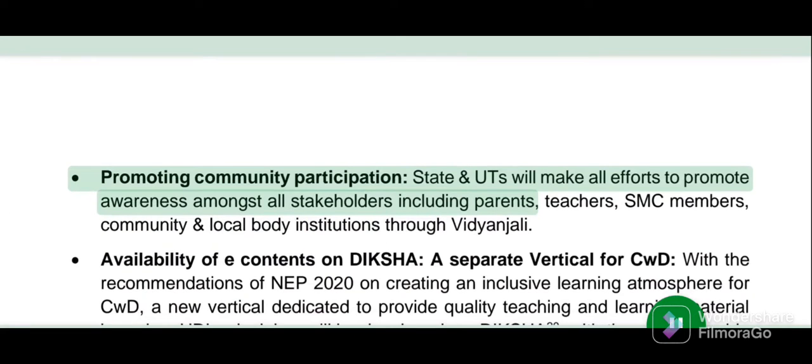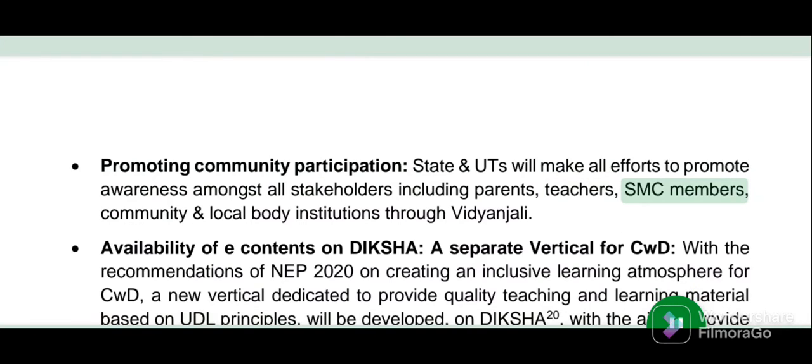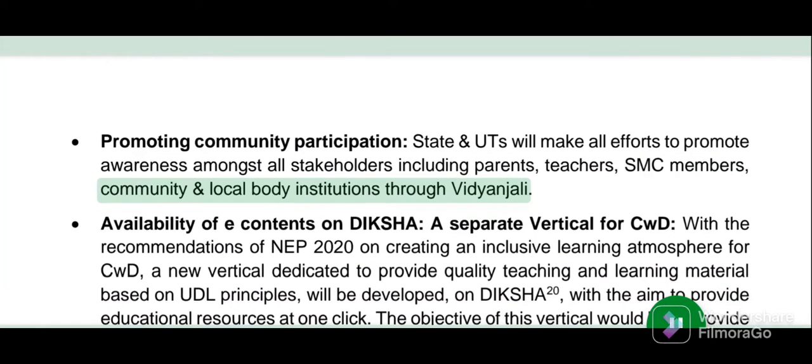Promoting community participation. State and UTs will make all efforts to promote awareness amongst all stakeholders including parents, teachers, SMC members, community and local body institutions through Vidyanjali.